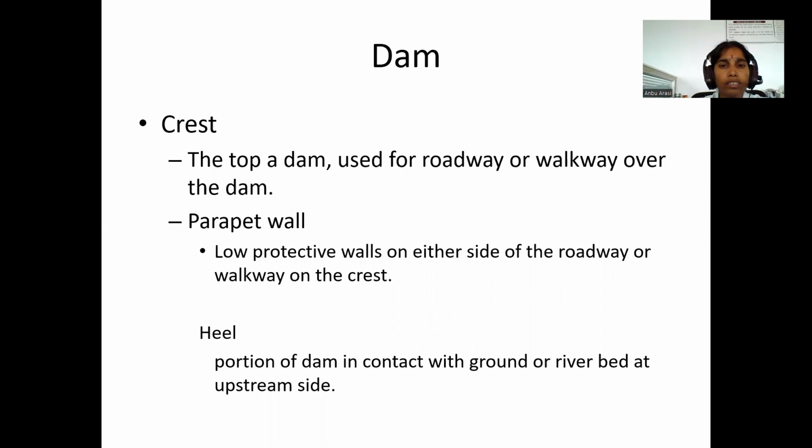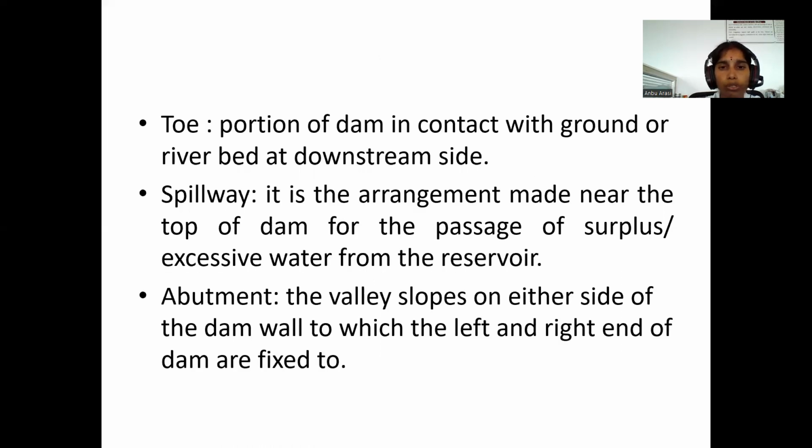Dam. Important terms in dams. Crest: the top of a dam, used for roadway or walkway over the dam. Next, parapet wall: low protective walls on either side of the roadway or walkway on the crest. Heel: portion of the dam in contact with the ground or river bed at the upstream side. Toe: portion of the dam in contact with the ground or river bed at the downstream side.